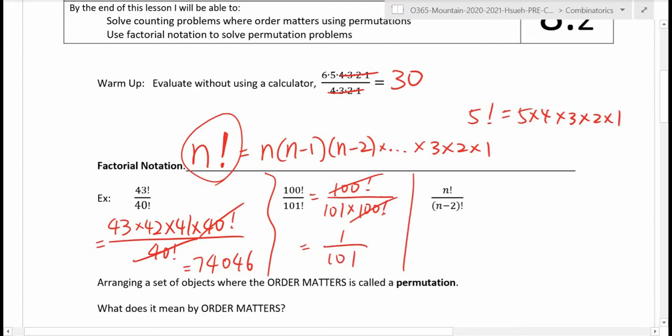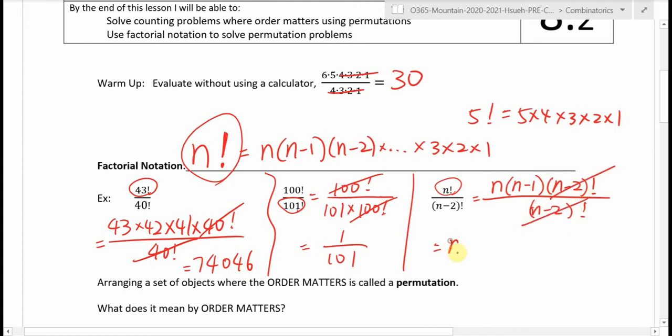Now we could have some expressions without just numbers. We can have variables, and it's the same thing. What you want to do is expand the bigger term. 43 was the bigger number, so we expanded that one. If you look at these two, the one that's bigger is n factorial. That becomes n times n minus 1, because we want one less than the previous number, times n minus 2 factorial, divided by n minus 2 factorial. Again, they will simply cancel out, so you end up with n times n minus 1. If you want to expand this, you get n squared minus n. This is what factorial is.